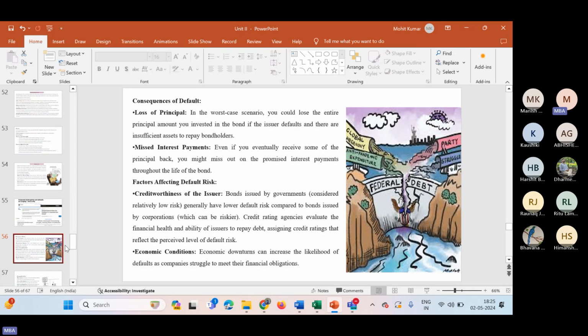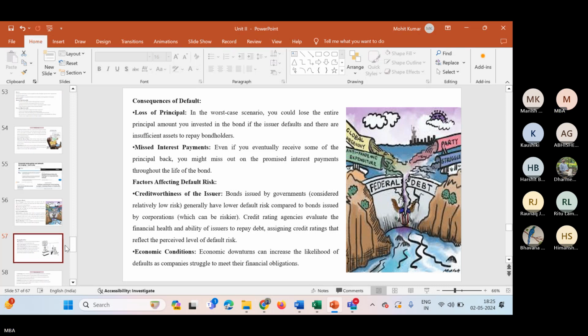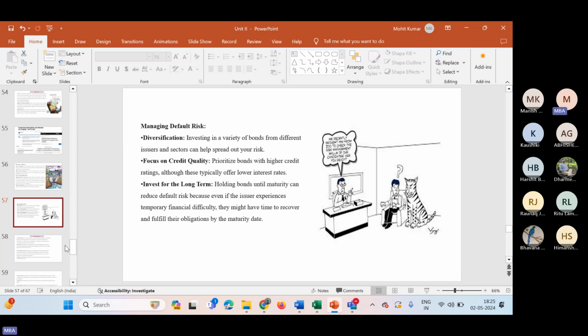Okay, so these kinds of economic conditions, social, political, economical, may affect the overall probability of default, or the default condition of a company and how they will meet their financial obligations. Okay. Now, how do you manage the default risk?